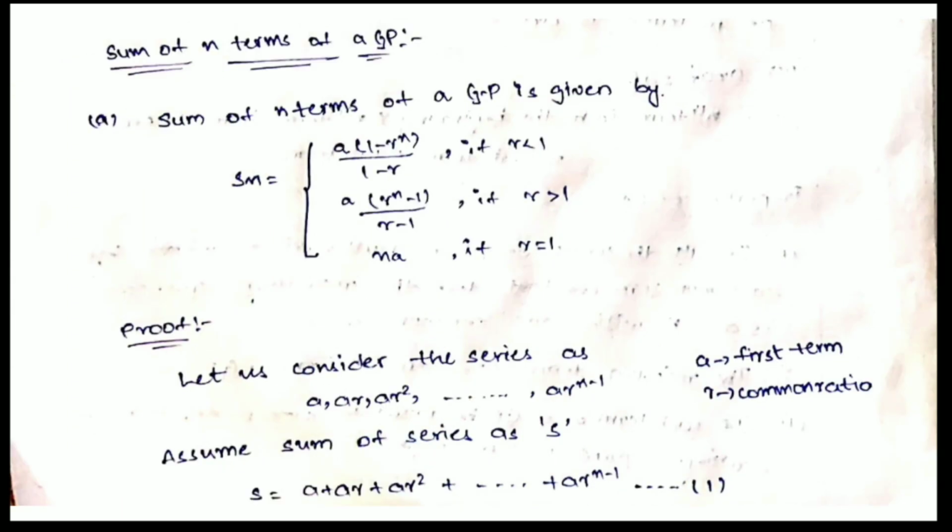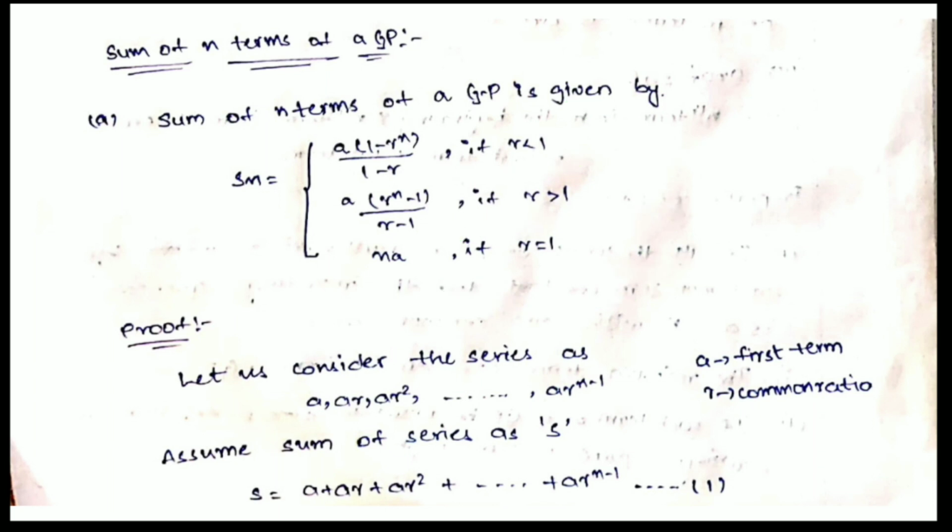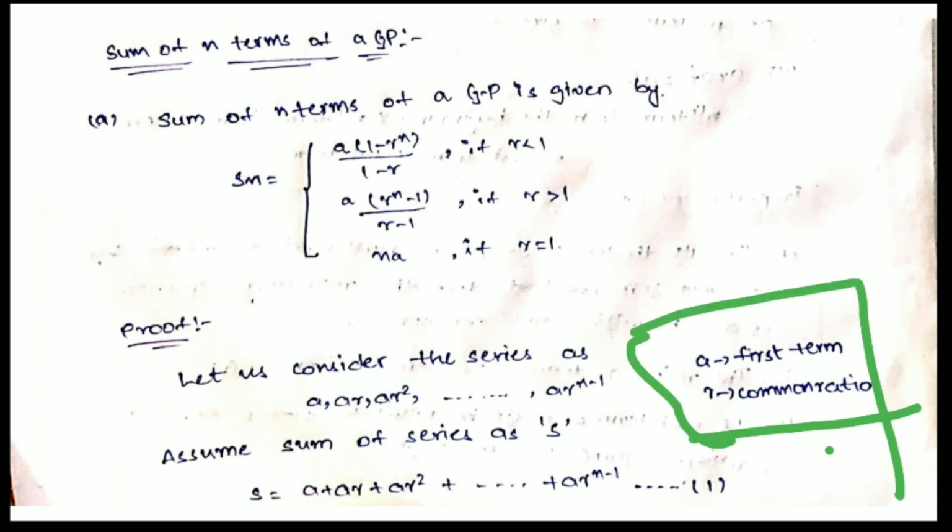Now let's come to the sum of n terms of a GP. These are the three cases: when r is less than 1, when r is greater than 1, when r equals 1. Now let's see the proofs of these. Let us consider the series as we have discussed before: A, AR, AR square, and so on, AR power n minus 1. This will be in GP. Assume the sum of the series as S, where A is the first term and R is the common ratio. Generally they won't be given in the question, but we need to consider these as general notations in mathematics. S equals A plus AR plus AR square, and so on.